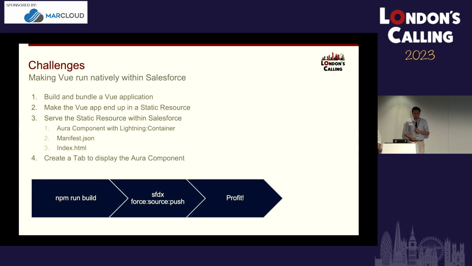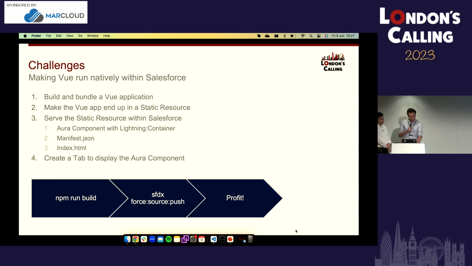So how do you do that? Well, you build and bundle a Vue application, and make sure that it works. There's a tremendous amount of tutorials about how to do that online, so I'm not going to bother you with that. Then we need to make the Vue app end up as a static resource in your Salesforce DX project. Then we have to serve the static resource within Salesforce using the Aura Lightning container, and probably create a tab to display it. Then we're there. So how would you actually make the Vue app end up in a static resource?